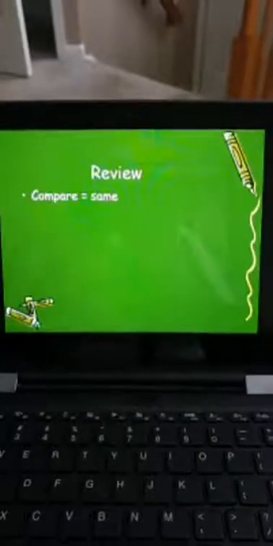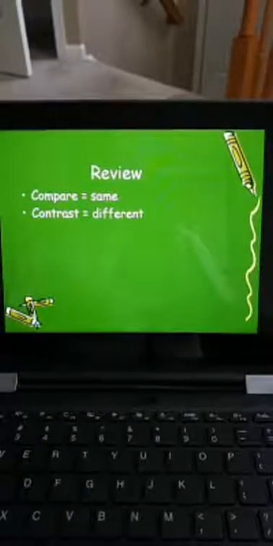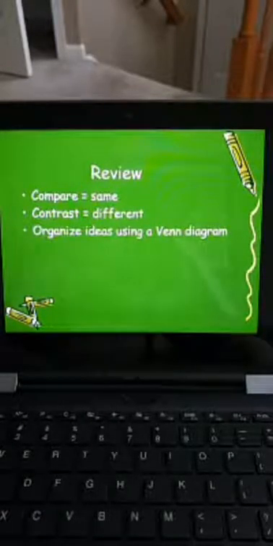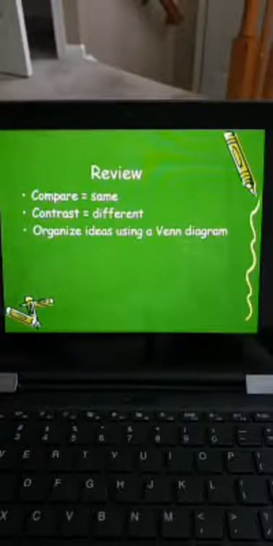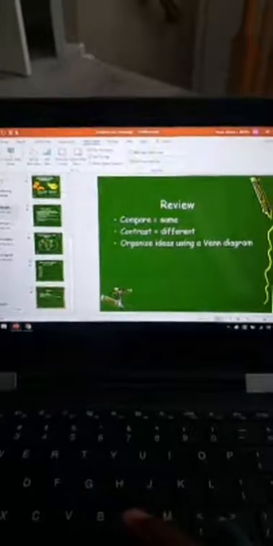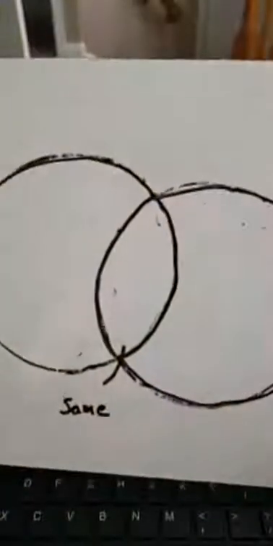Review vocabulary. Compare means the same. Contrast means different. Organize ideas using a Venn diagram. The Venn diagram is the name of the graphic organizer that we're going to use. Some people call it the double bubble. All right, Venn diagram or the double bubble.